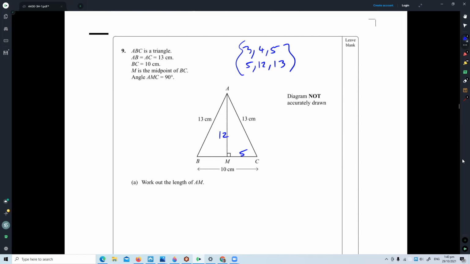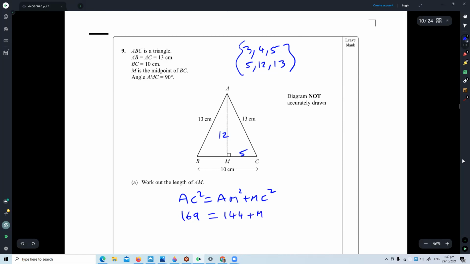The length of AM, so you should start with the hypotenuse, you say AC squared equals AM squared plus MC squared. And then AC squared is 169 because that's 13 squared. AM squared is 144. And then MC squared, oh no, wait, I'm looking for AM squared. I shouldn't know that it's 144. This is what I'm looking for. So I know that because of triples, but I should not know that. So AM squared plus 25.